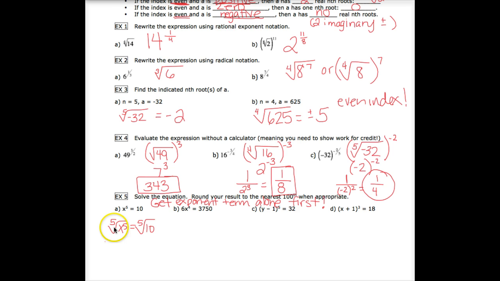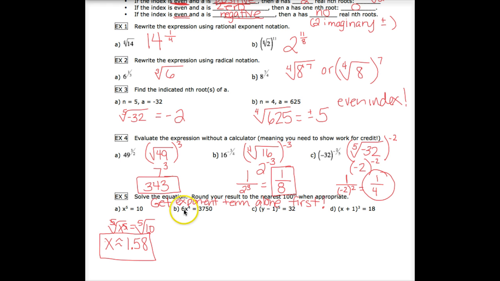So 5th root of x to the 5th, these cancel each other. That's the whole point, just like square roots undo squareds, cube roots undo cubes. So I've got x, and then 5th root of 10 here is 1.58. So that is my answer, approximately.